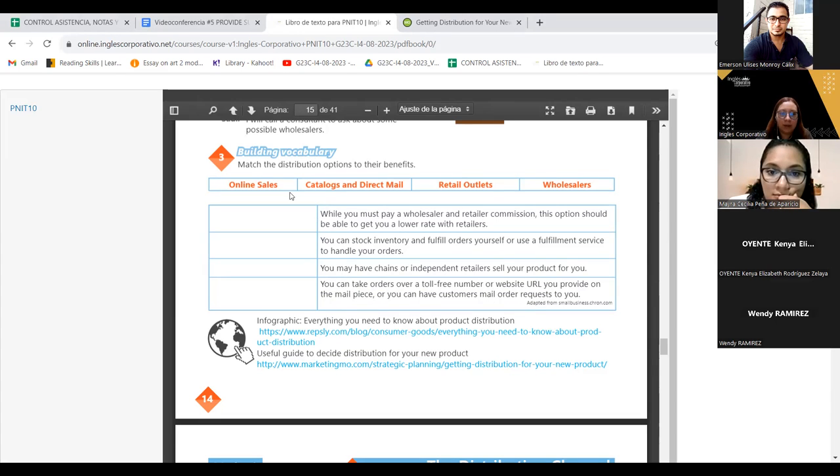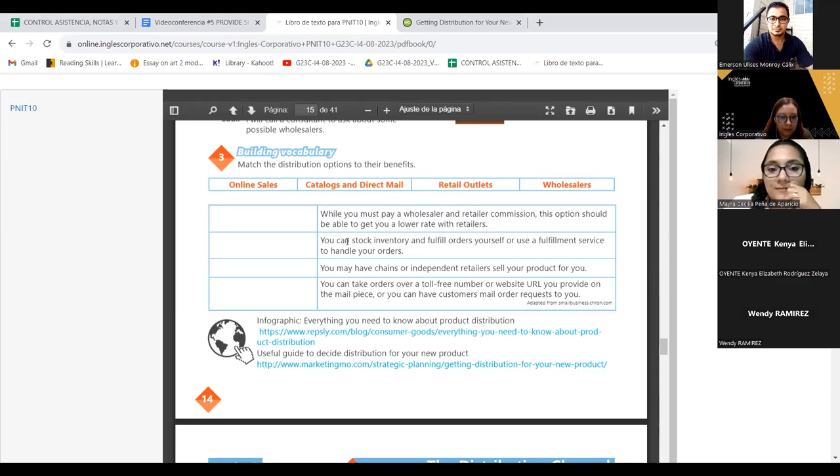Okay, so it says match the distribution options to the benefits. These are the benefits, right? And then which option is that? It says, while you must pay a wholesaler and retailer a commission, this option should be able to get you a lower rate with retailers. We will check it, don't worry.